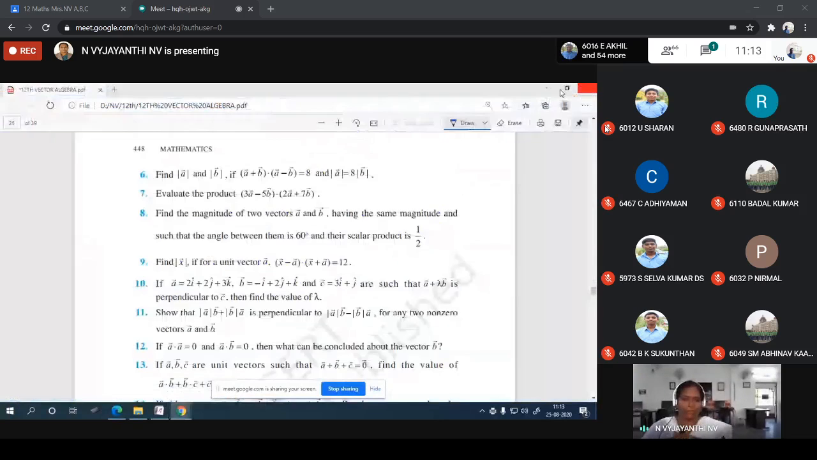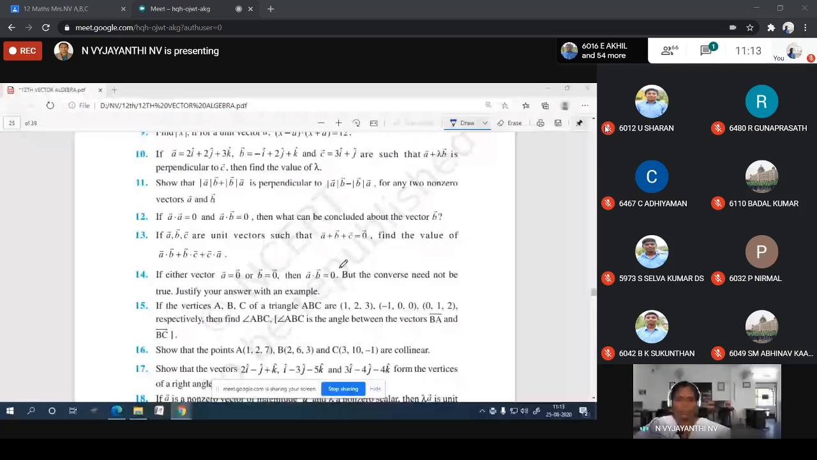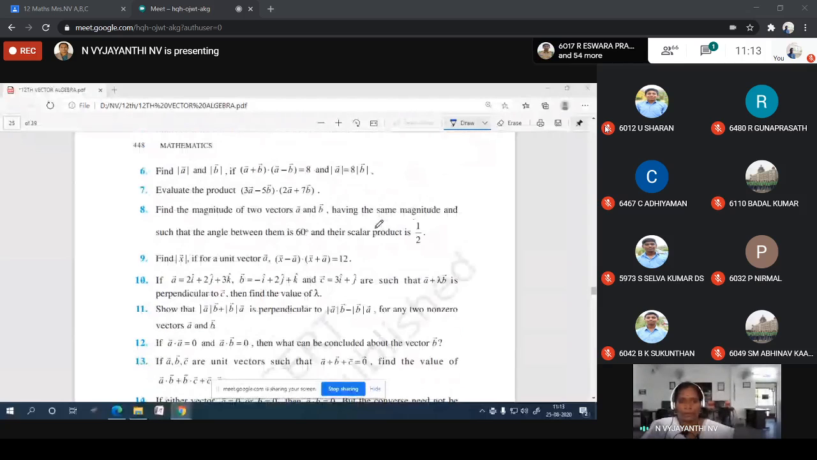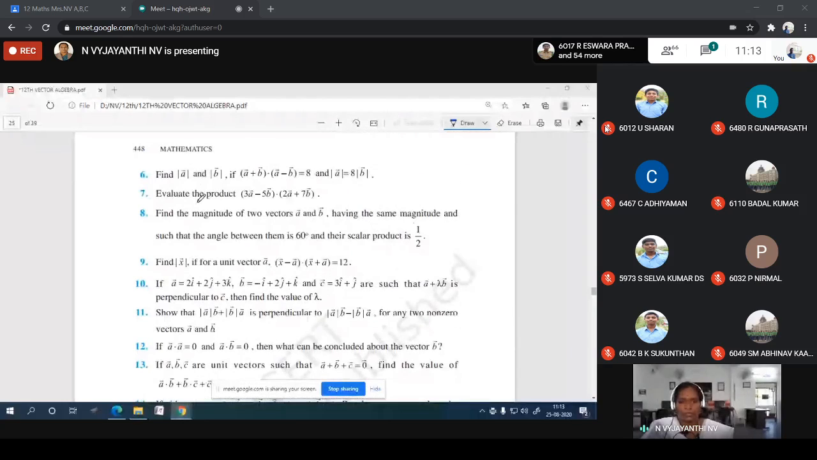So let us look at the other problems at a glance. Evaluate the product 3a minus 5b dot 2a plus 7b. How to solve this? These are all easy sums, no? 3a dot 2a. A dot a will be modulus of a square, isn't it? So 3 into 2 will give 6 into modulus of a square.